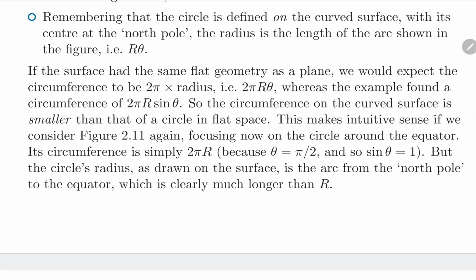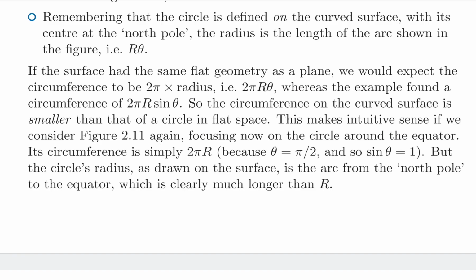If the surface had the same flat geometry as a plane, we would expect the circumference to be 2 pi times radius, i.e. 2 pi r theta, whereas the example found a circumference of 2 pi r sine theta. So the circumference on the curved surface is smaller than that of a circle in flat space.